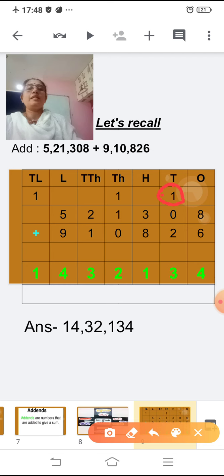Now in the tens place, the first addend is 0 and the second addend is 2. When you add 2 plus 1, it gives you 3. In the hundreds place, in the same way, 3 plus 8 gives you 11. So 1 is written in the hundreds place and 1 is carried over to the thousands place. Here when you add the carried number, 1 plus 1 gives you 2 in the thousands place.